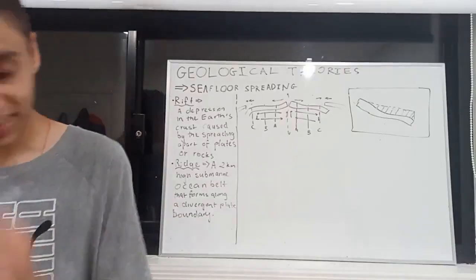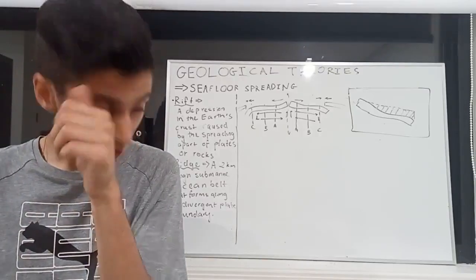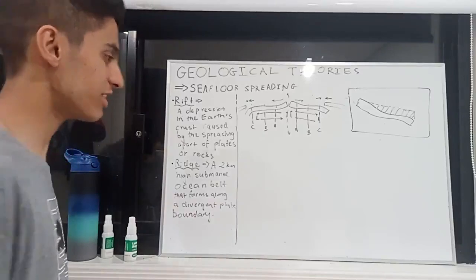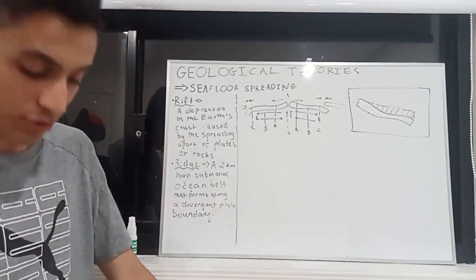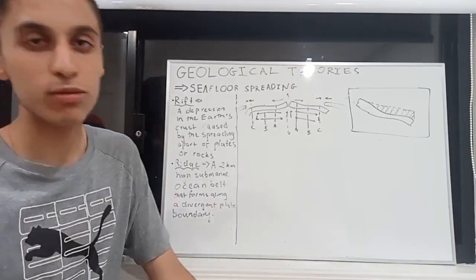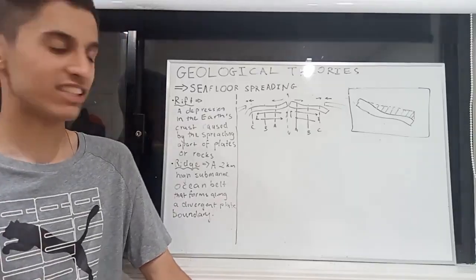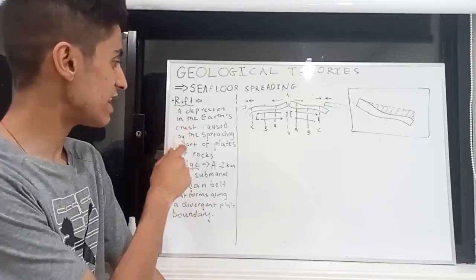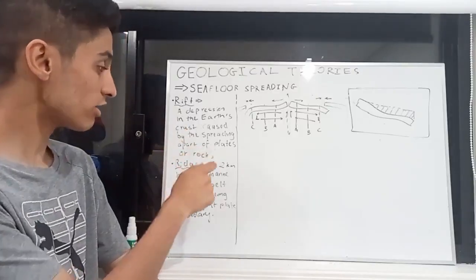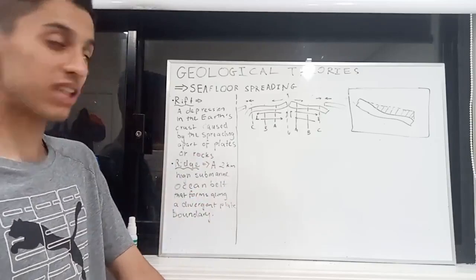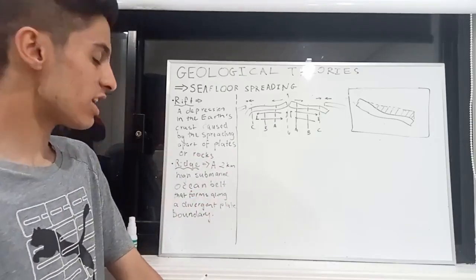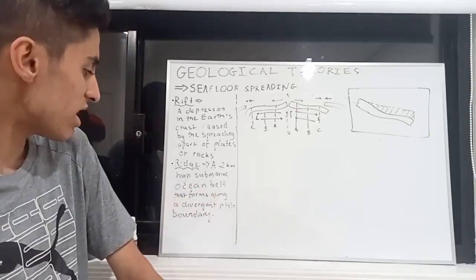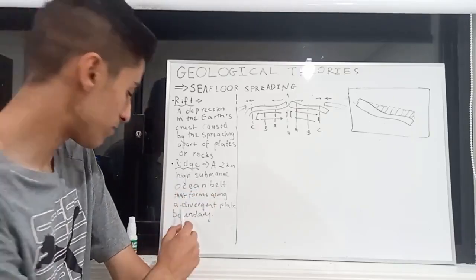Alright, so before we get started with the evidence for seafloor spreading, I thought I might hit you up with the definitions for rift and ridges. And these are the formal definitions. So if you get asked in a test, this is what you would want to write, something along the lines of this. A rift is a depression in the Earth's crust caused by the spreading apart of plates or rocks. A ridge is a 2-kilometer high submarine ocean belt that forms along a divergent plate boundary.